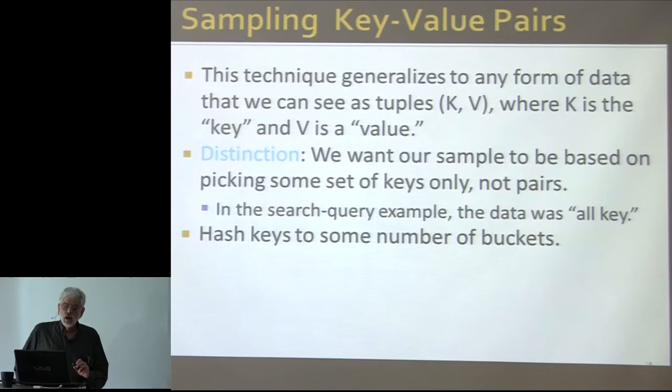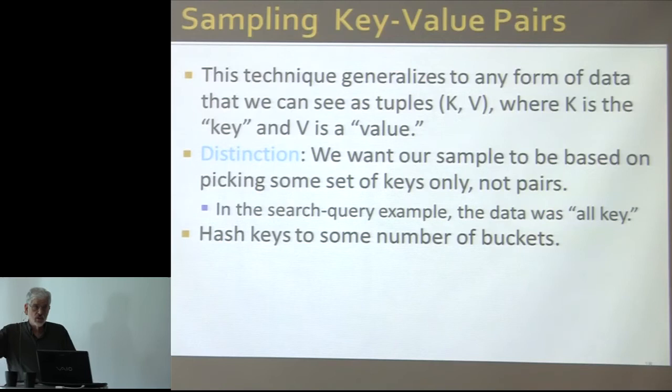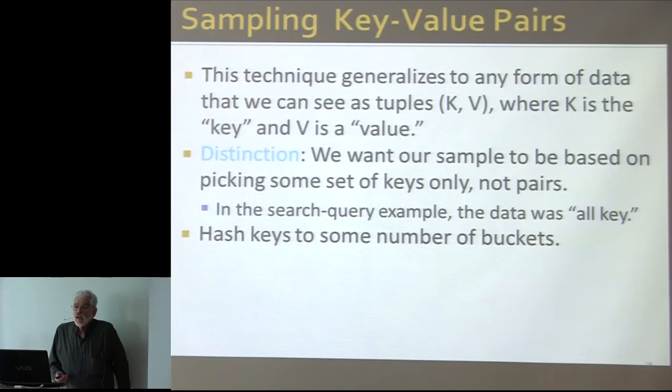But the point is, you can hash the keys to buckets. You choose as your sample those keys that hash to the chosen bucket, or one of the chosen buckets. And what this gives you is a sample in which either all or none of the elements that have a particular key value will appear in the sample.